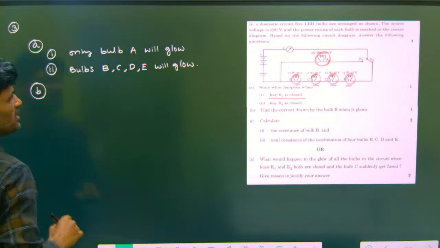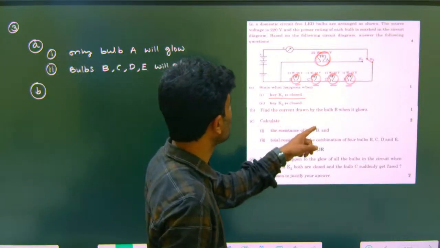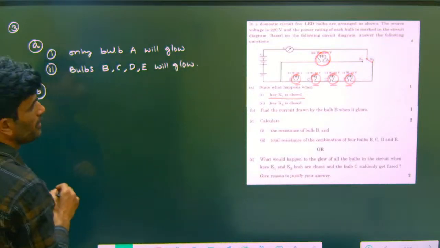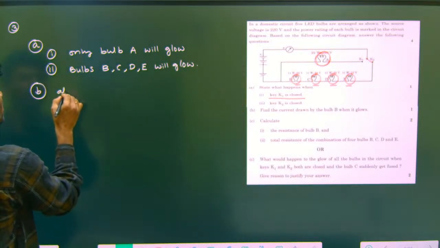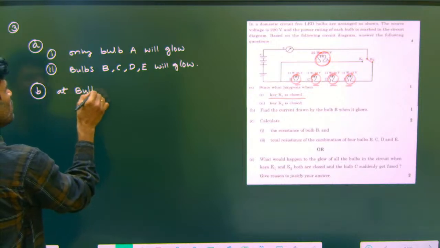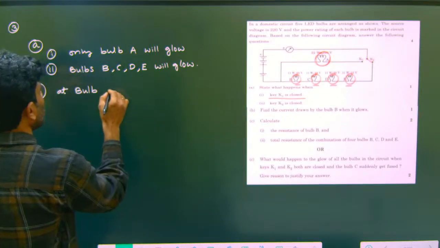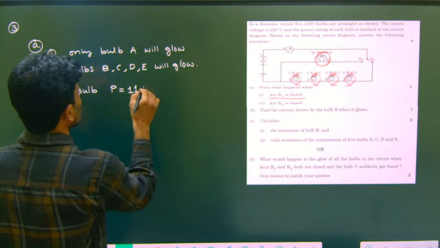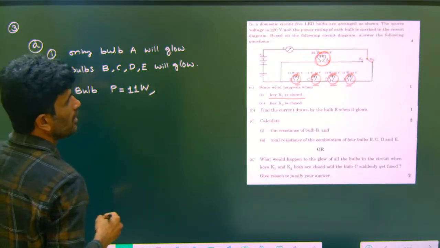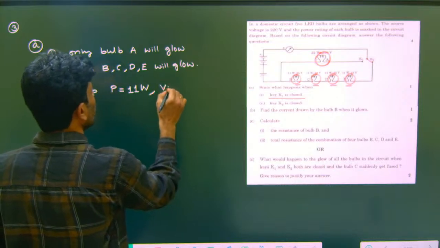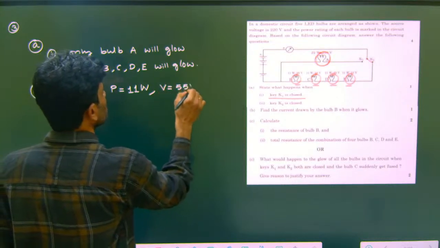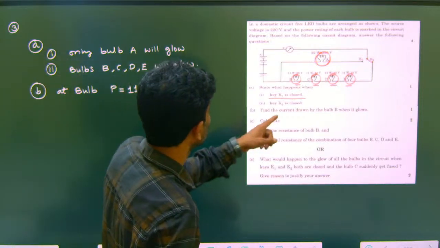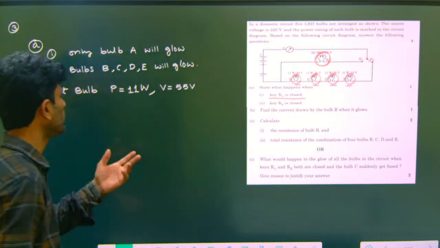B, what happens here in the B? Find the current drawn by the bulb B when it glows. So for bulb B, it is given, power is 11 watt, and voltage is also given. Voltage is 55 volt. What they are asking to find? At bulb B, we have to find out the amount of current.